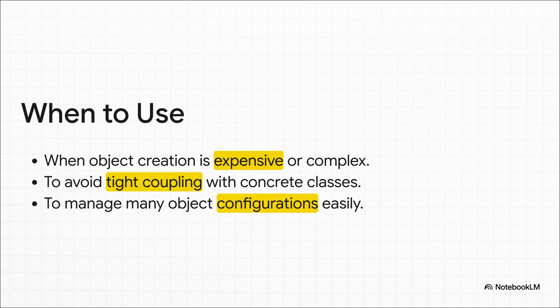Cloning is almost always way, way faster. Second, it's great for decoupling your code. The part of your program that needs an object doesn't have to know its specific class. It just has to know that it can be cloned. And third, if you have objects with a ton of different configurations, instead of making a crazy number of subclasses, you can just set up a few pre-configured prototypes and copy them whenever you need one.